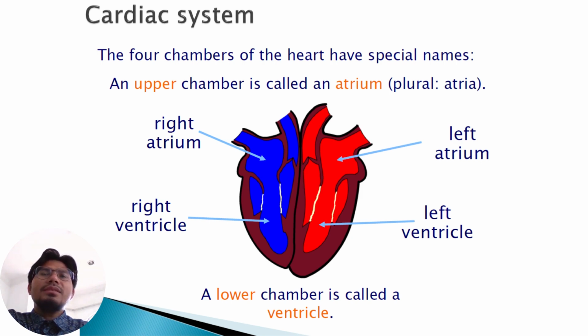Human cardiac muscle, or heart, consists of four chambers, two upper chambers and two lower chambers. We have two atria and two ventricles: right atrium, right ventricle, left atrium, and left ventricle. Blood will enter the cardiac system through the right atrium and leave the cardiac system through the left ventricle.